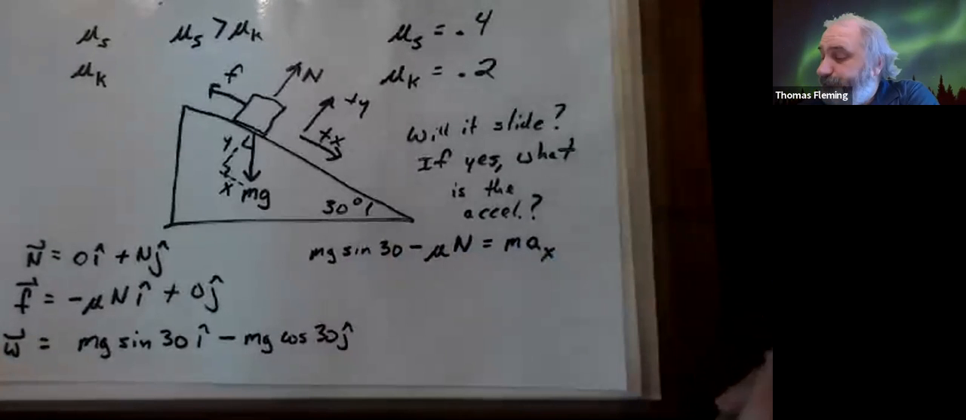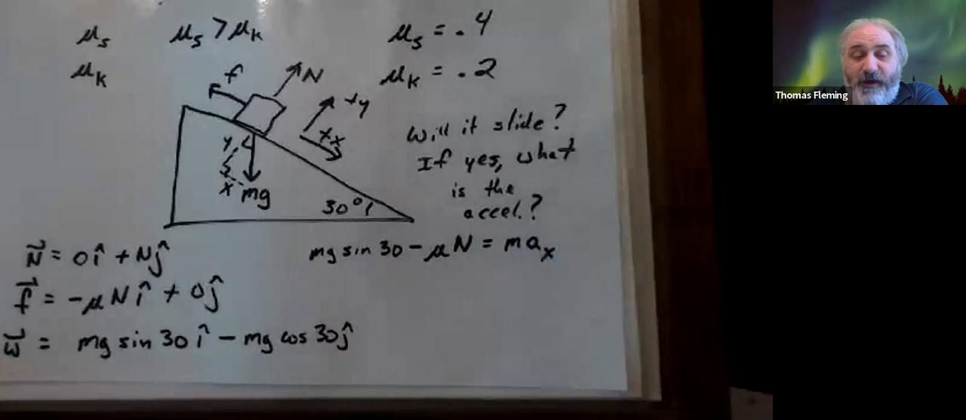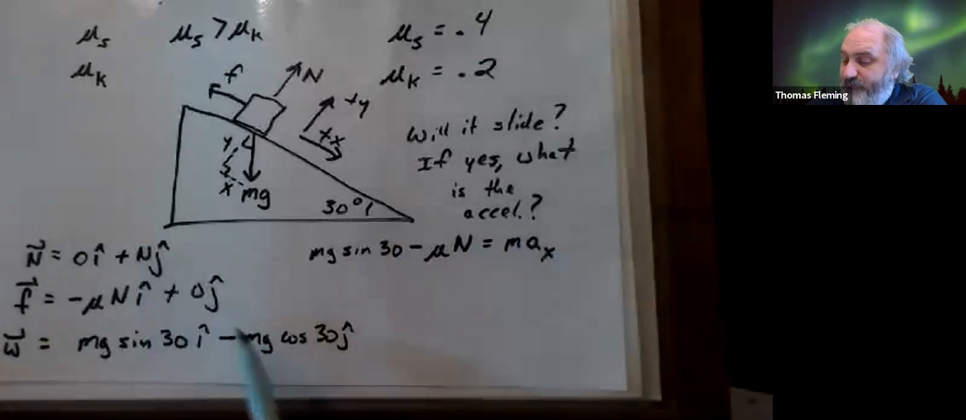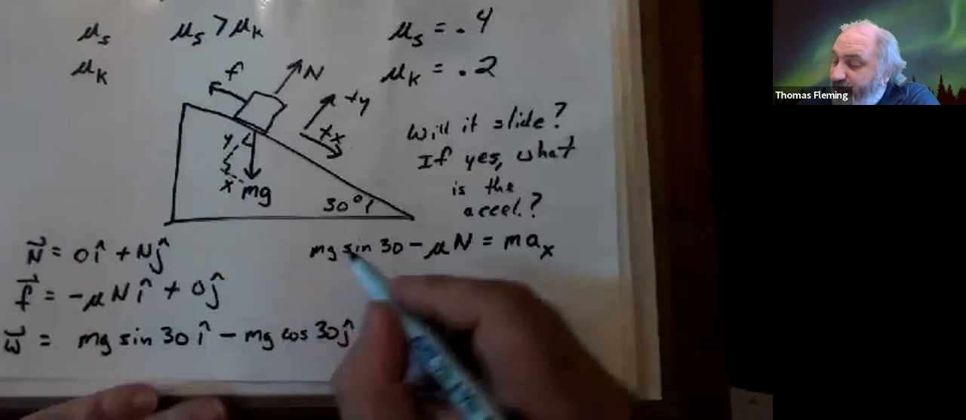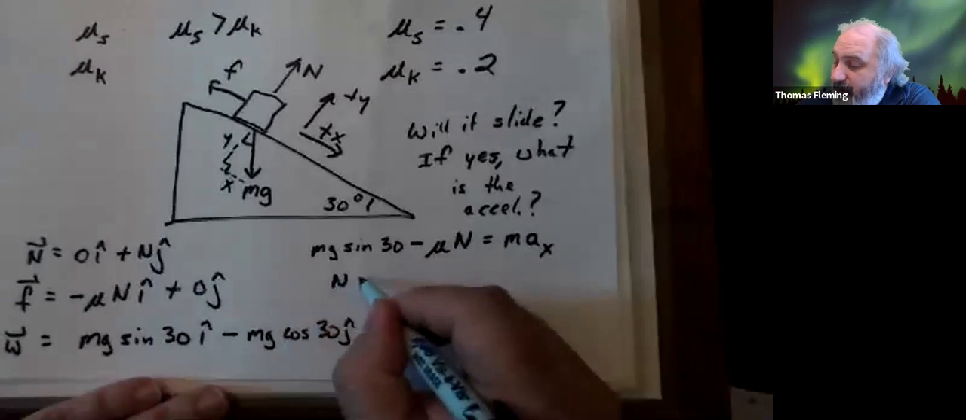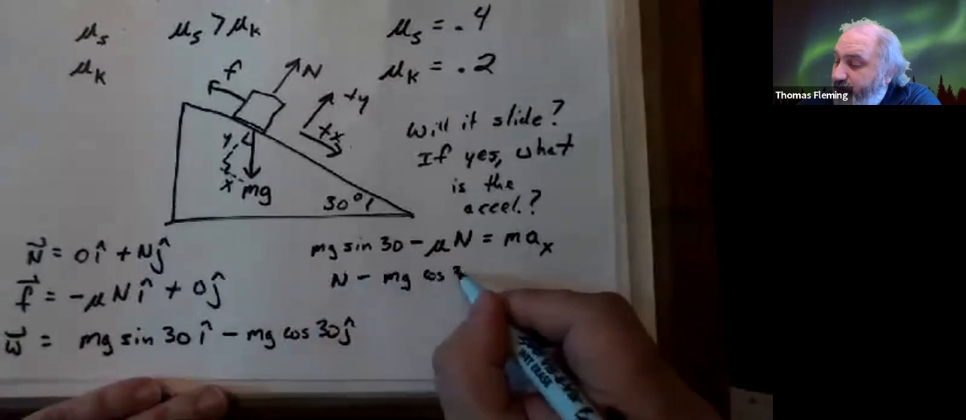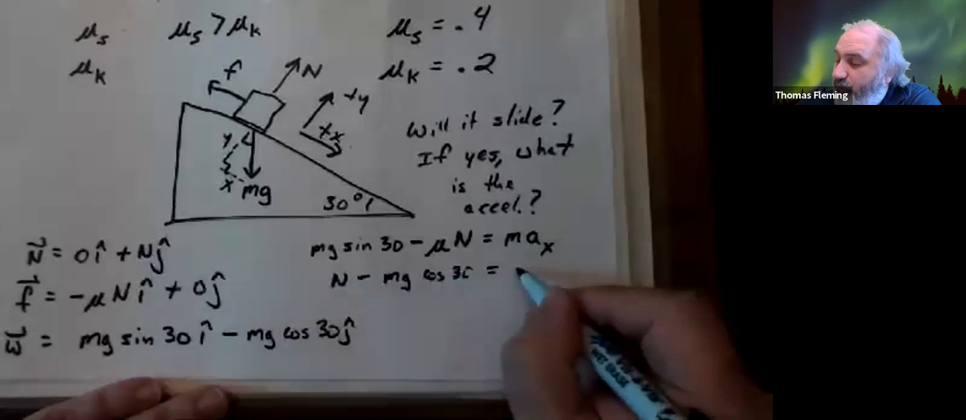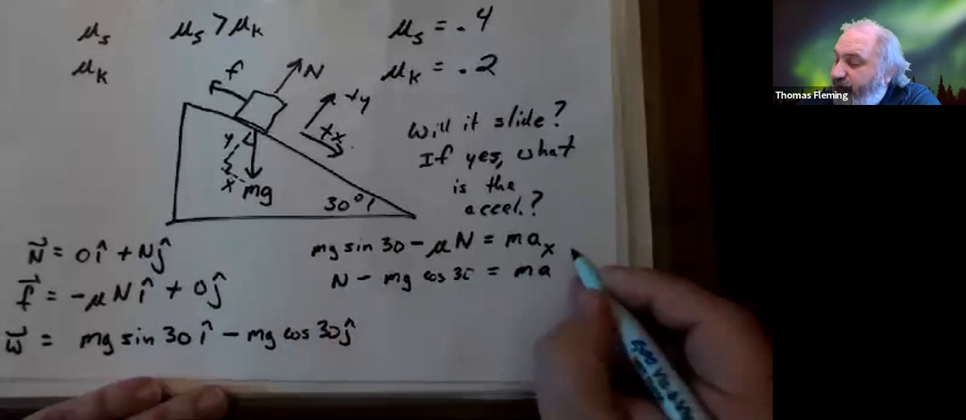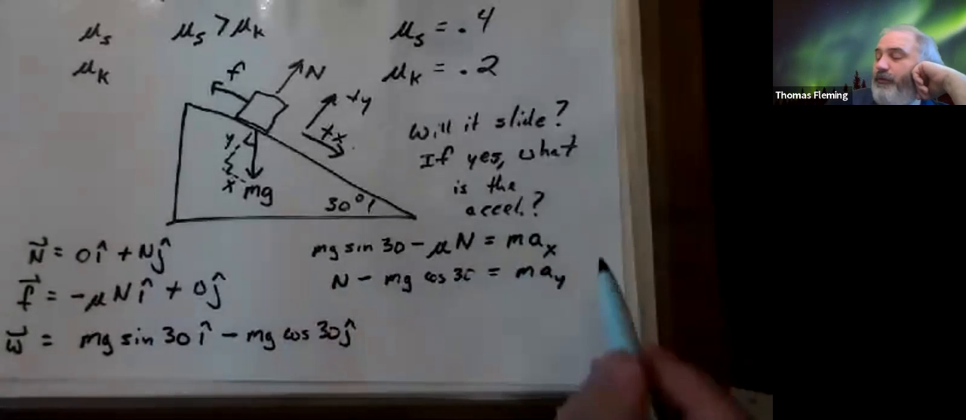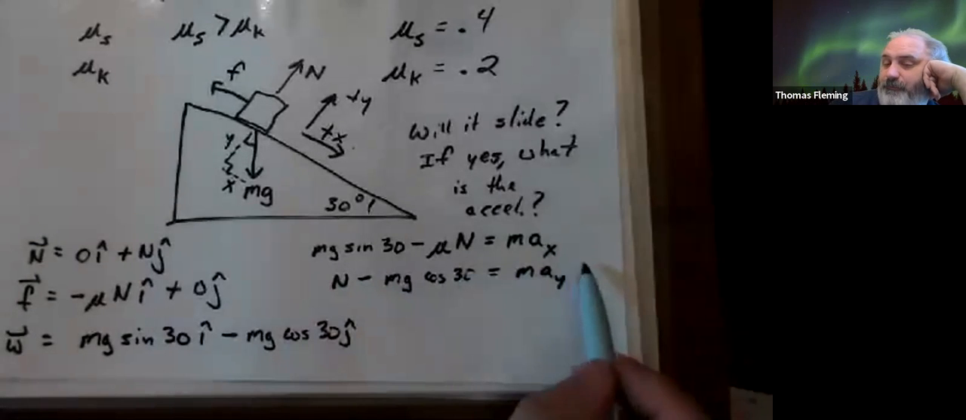So far, so good. Now, in the y direction, I have three forces, this, and this. So when I add those together, I'm going to have this plus 0 minus this. So N minus mg cosine of 30, and that's going to equal the mass of the object times the acceleration of the object in the y direction. So those are my two equations that I'm going to be solving.